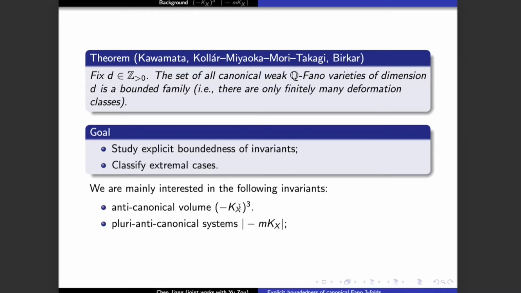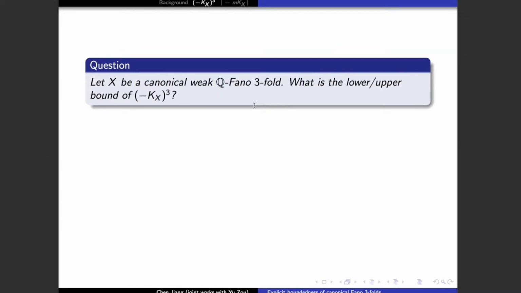Okay, so then let me start with the anticanonical volume. So the basic problem for this anticanonical volume is, this is a number, right? So then what are the lower bound and upper bound of it? The first step is we want to control it from below and above, and then we try to classify all the values in between.